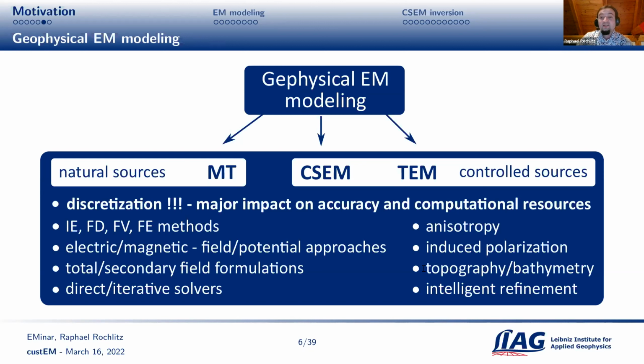And on the other hand, we have variations in the conductivity. Anisotropy can play a role, induced polarization can play a role. I already talked about this part. So in the end, it comes down to the discretization, which is relevant for all these geophysical disciplines. And it has, in my opinion, the strongest impact on the accuracy and the computational resources we require for our simulations and also for our inversion examples.